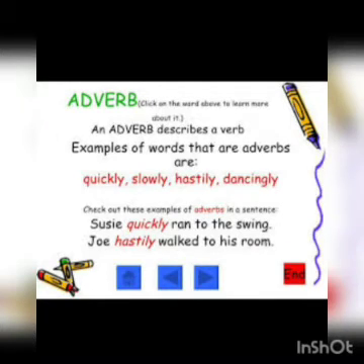Joe hastily walked to his room. How did he walk? He walked hastily to his room. So here the words quickly and hastily are describing the verbs ran and walked.